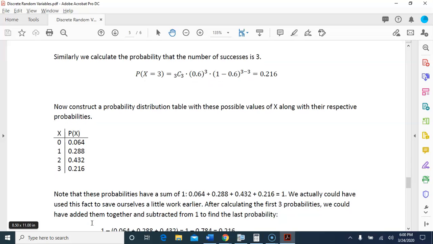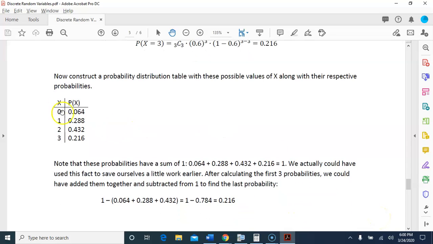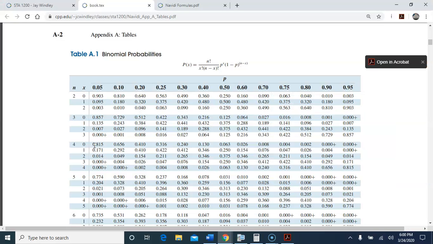Just like in our other examples, all of these probabilities should add up to 1. If I wanted to be a little bit lazy, I could have used that to my advantage and saved a little bit of work. Once I had the first 3 probabilities figured out, I could have just added them up and subtracted from 1, and that would tell me what the last probability had to be without doing any calculations. But of course, all of these numbers here are right next to each other on the table right in here.